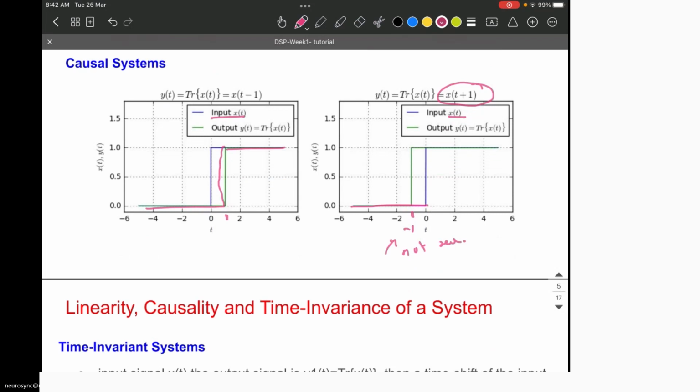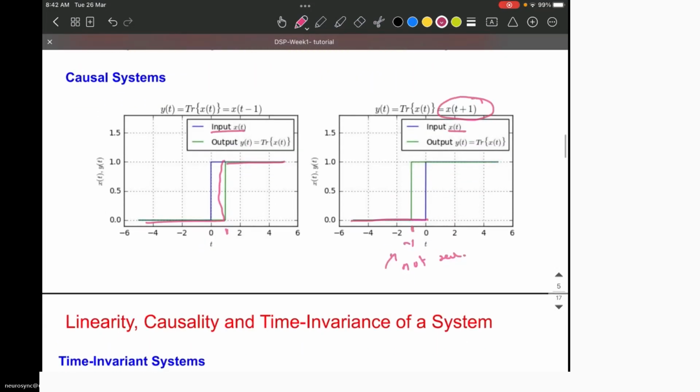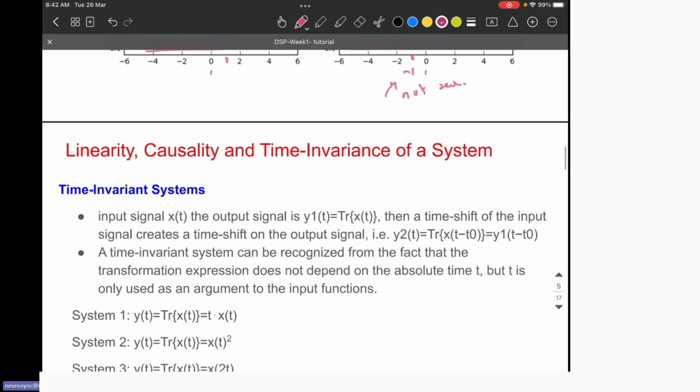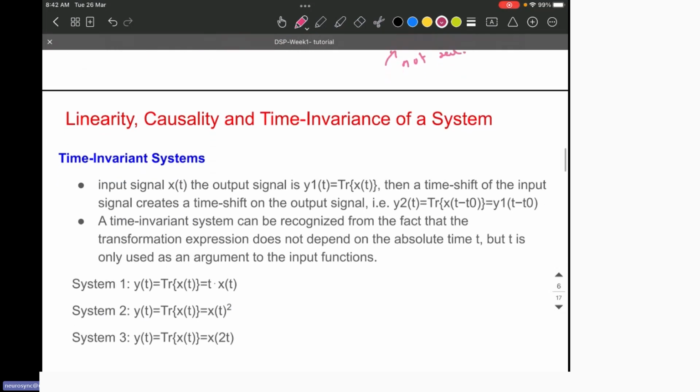So this is the second property of the system, the second characteristic of the system.